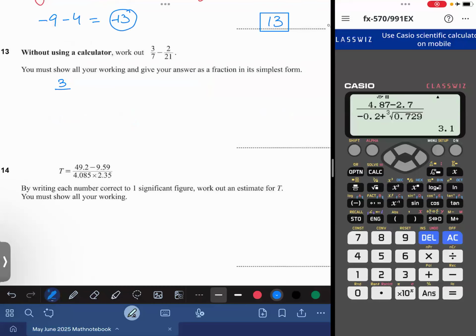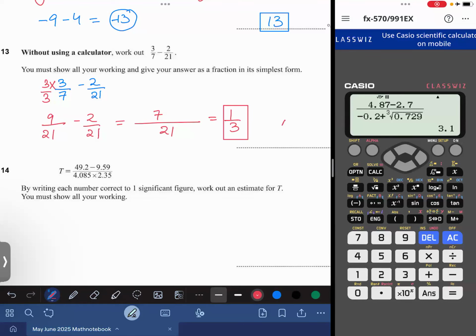Without using a calculator. So 3 by 7 minus 2 by 21. Butterfly rule also works and you can compare the denominators as well, आपकी मर्जी. तो मैं इस साइड को 3 से multiply कर रहा हूँ intentionally. So it would be 3 3s are 9, 3 7s are 21. So the denominators are same. 9 minus 2 is 7. So 7 by 21 means 1 over 3. This is the simplest form.